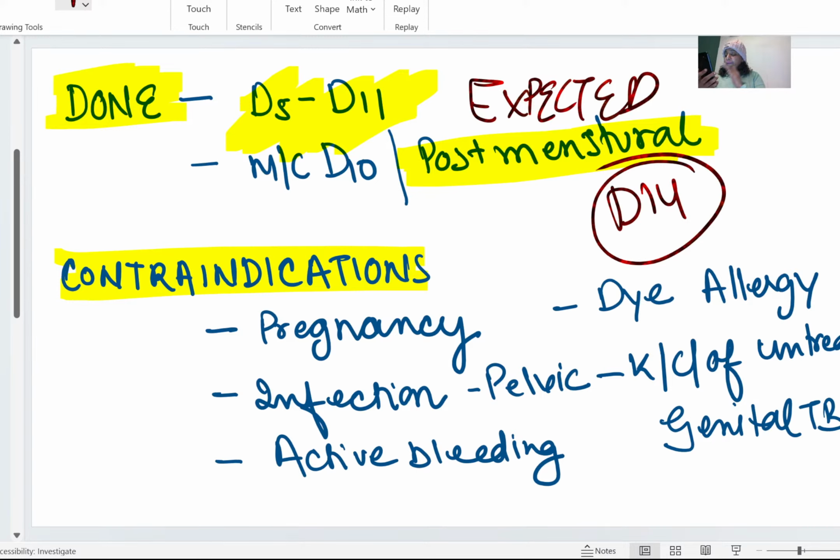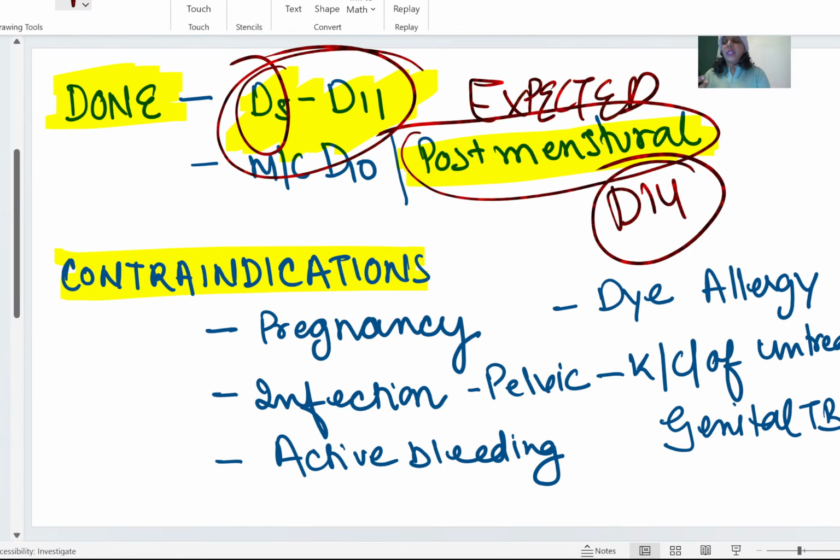After the periods, after period means day 5, so we do it around day 5 to day 11. Beta, this duration is also known as post-menstrual. Please don't get confused in the exam by premenstrual.